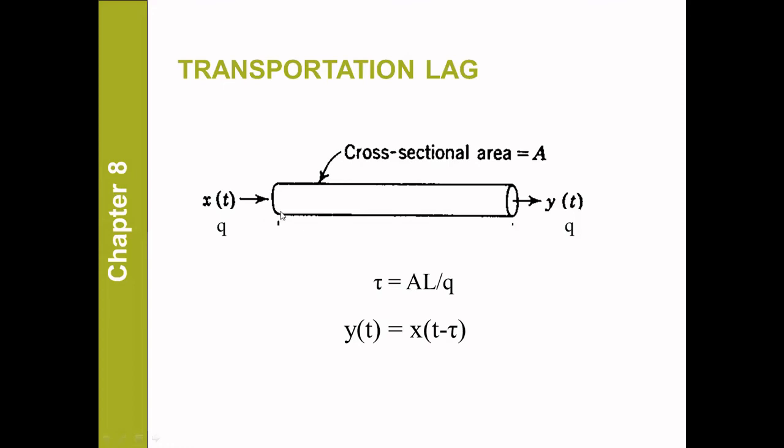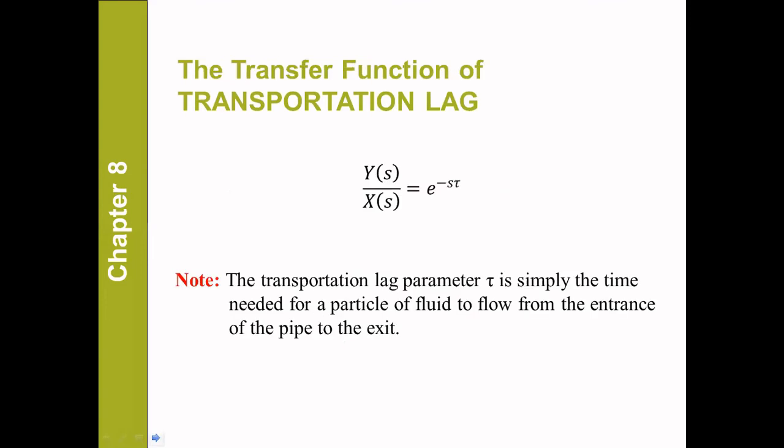So we have considered then the volume of this entire section. Okay, and divide it by the volumetric flow rate, that gives us the time for the fluid element here to reach this point. Okay, that's the tau time for the transportation lag. For this system, class, the transfer function is e raised to negative s tau. It's not the response yet because we have the output here and the input.